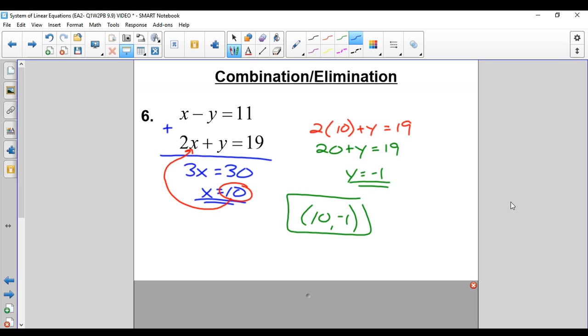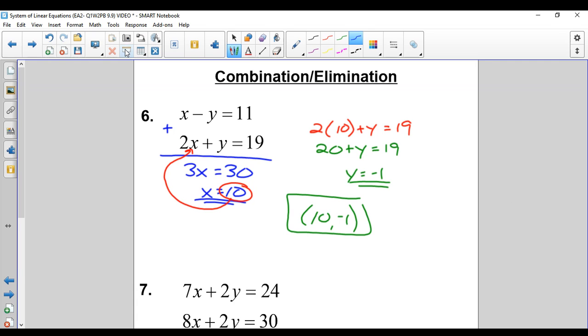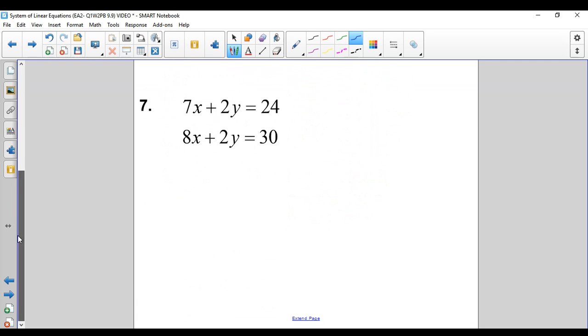Next, add a little bit to it here. Adding straight down as is does not get us anywhere. We need to change one of the signs in order to cancel out the y's. The y's look pretty close to canceling out. So that means we need to multiply one of the equations by a -1. Doesn't matter which one, you just need to pick.